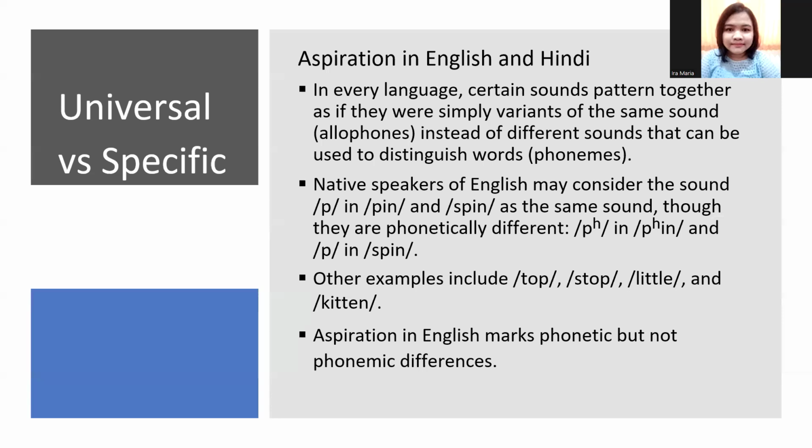Another example is the words stop, little and kitten. For example, for the p sound in pin and spin, the way they are produced, because it's a plosive sound, of course you will have the diacritic h symbol here for both of them, although the words are different. So aspiration in English marks phonetic but not phonemic differences.